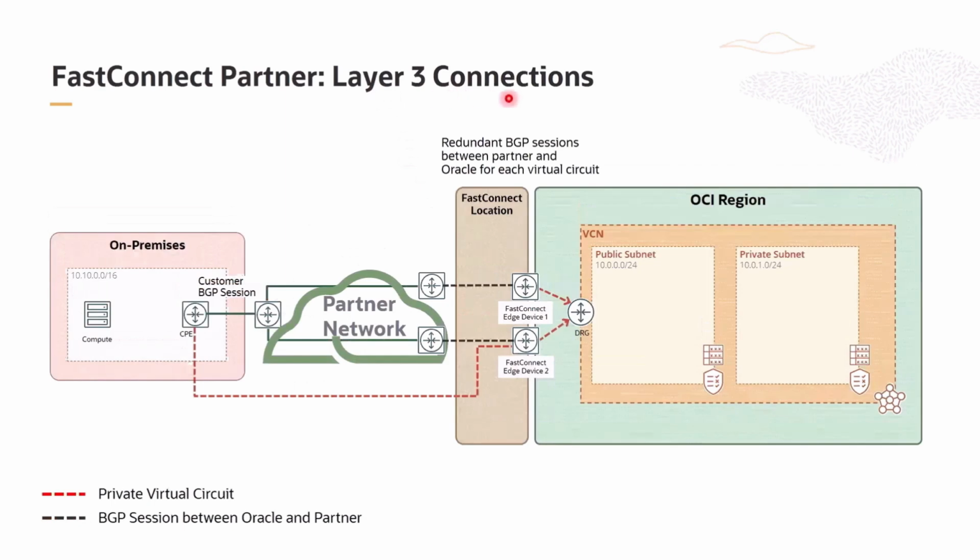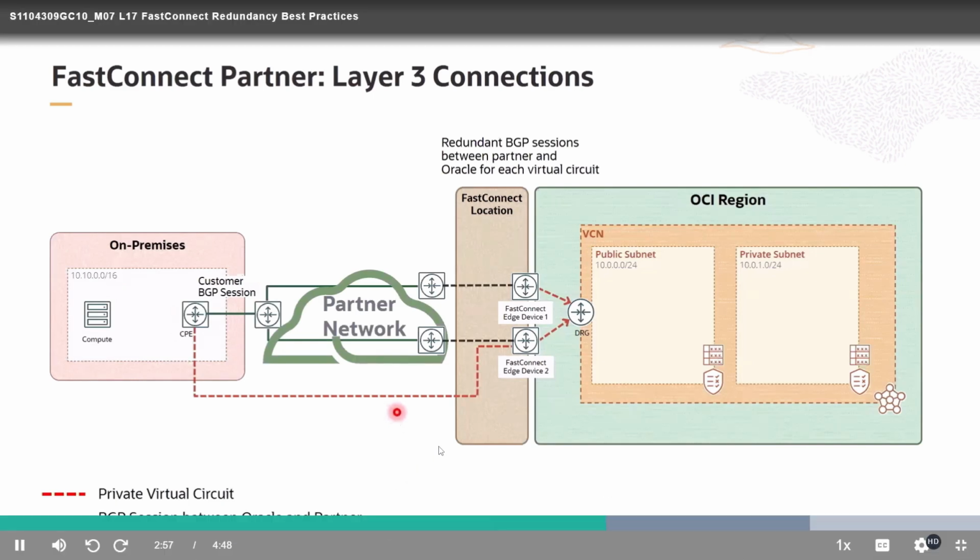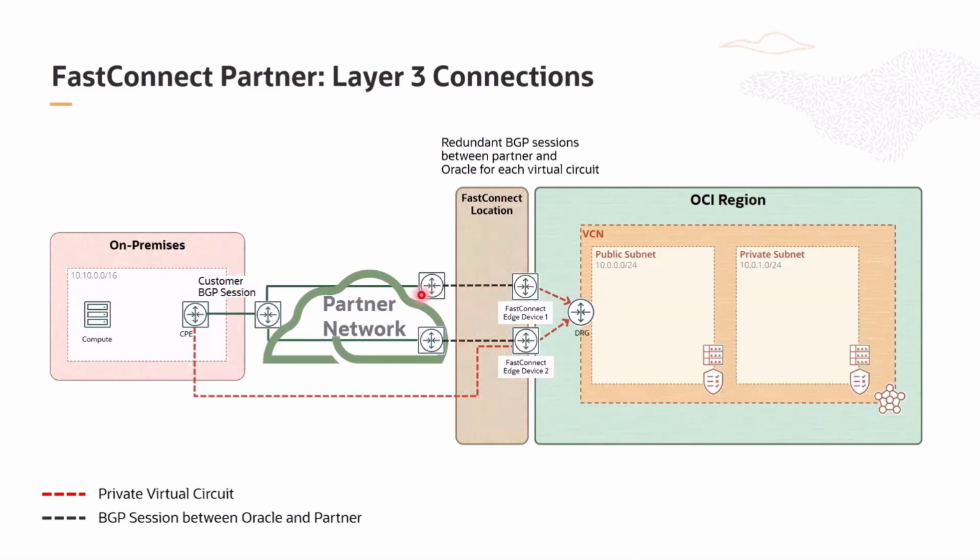Now, in case of layer 3 connection, you can see that there is only a single virtual circuit and it is automatically redundant and diverse. Because in case of layer 3 connections, the FastConnect BGP session is between the customer edge and the Oracle partner. And there are separate already established redundant BGP sessions between Oracle and the Oracle partner. So we just need to ensure that the connection between the customer edge and the provider is redundant and diverse.